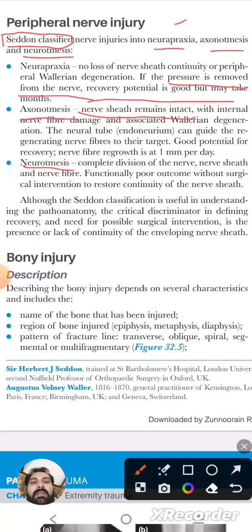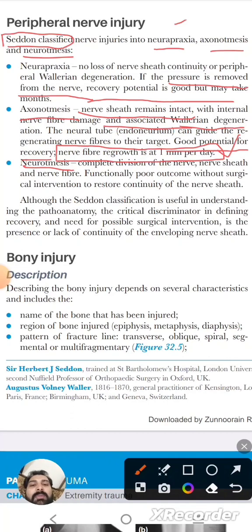In axonotmesis, only axons have been damaged, its sheath is intact. There is Wallerian degeneration, but it recovers on its own. There is good potential for recovery. And at which rate does the nerve regrow? Nerve regrowth rate is 1 mm per day. When the axons have been divided, they will regrow at the rate of 1 mm per day, and there is good chance of recovery.